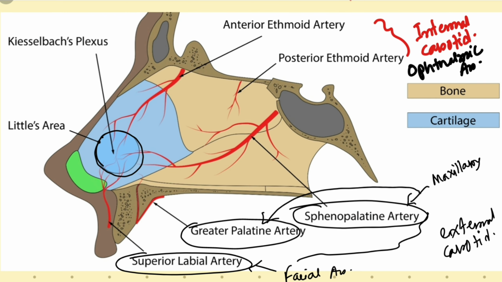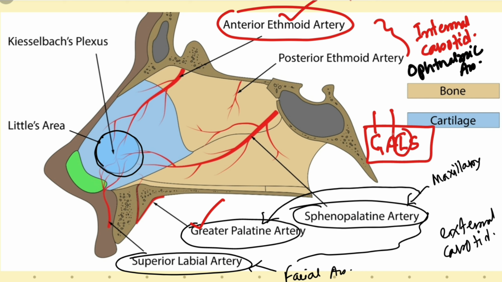Now, there is a mnemonic by which you might be able to remember these arteries. The mnemonic is GALS, G-A-L-S. G for greater palatine artery, A for anterior ethmoidal artery, L for superior labial artery, and S for sphenopalatine artery. So these are the four arteries which come together to form Kiesselbach's plexus. So the mnemonic is GALS, G-A-L-S.